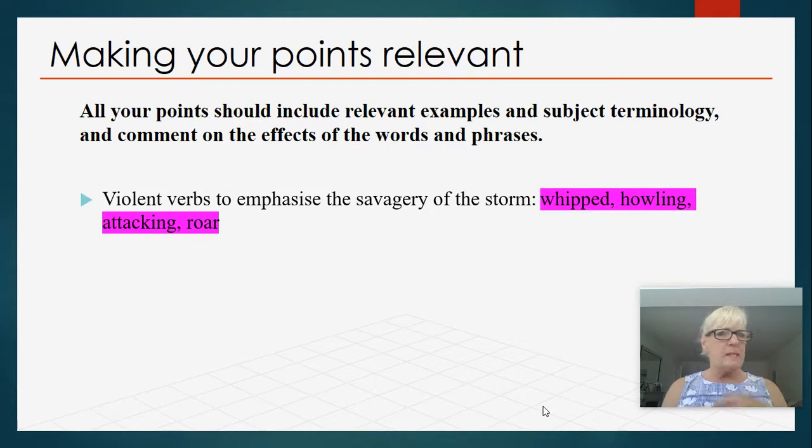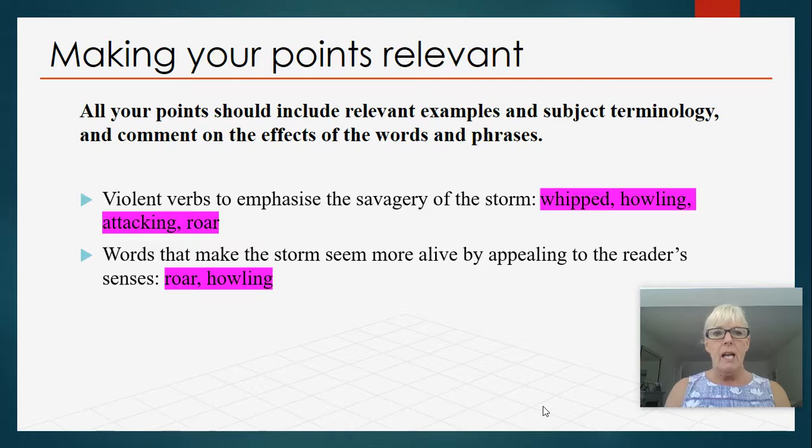So if you had chosen the verbs, let's have a look at some of those. The ones that I chose were whipped, howling, attacking, and roar. And I said that they were violent verbs to emphasize the savagery of the storm. So that might be my comment on the effect that they're having on me as a reader. Did you agree? I said that they are words that make the storm seem more alive by appealing to the reader's senses. So think about sensory language. We've got roar and howling, and I chose those to say that.